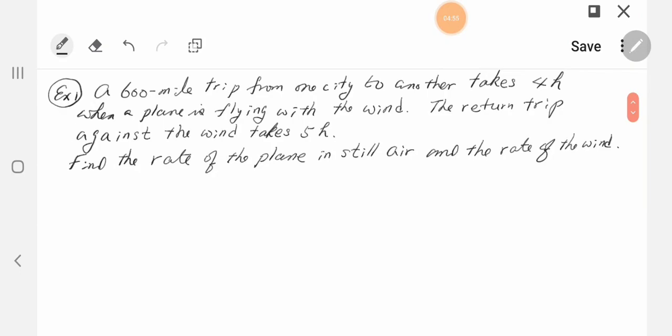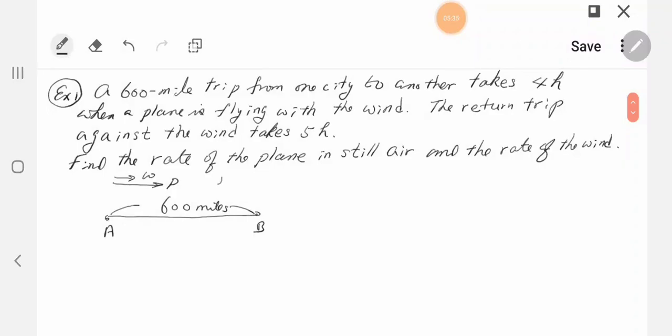A 600 mile trip from one city to another city. Let's say here's city A, here's city B, and you are going to city B. The distance is 600 miles. I don't know the total speed, but let's say P is the plane speed and W is the wind speed. Since you are going with the wind, the total speed will be P plus W.